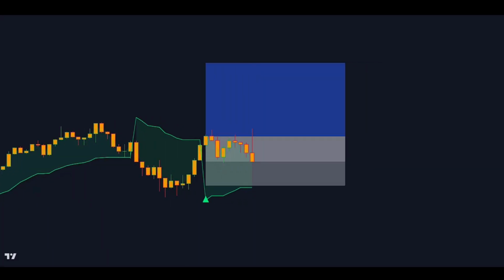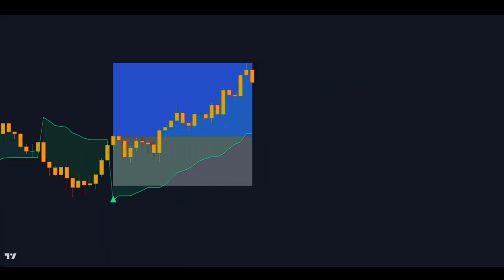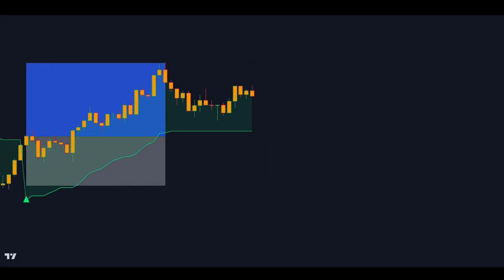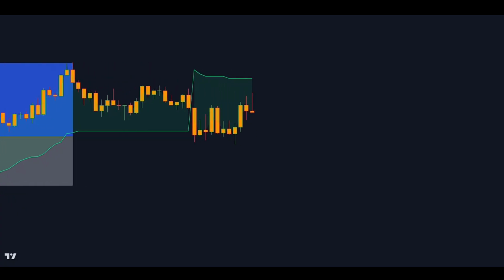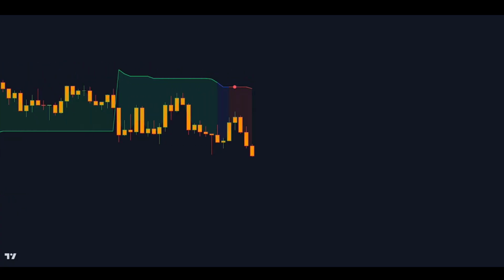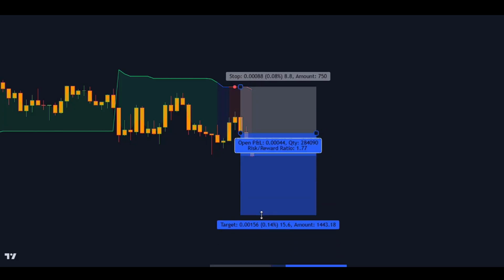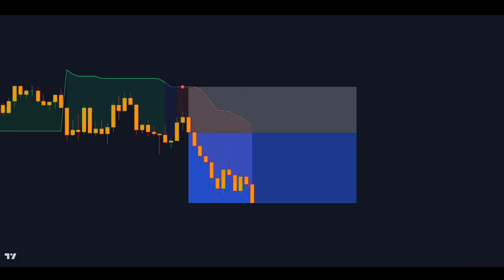Hey, check this out. You won't believe what I've got for you today. This AI super trend indicator is like a crystal ball for day trading. Seriously, it predicted these amazing price movements like it was nothing. Now imagine if you'd taken a short position, then boom, instant profit.